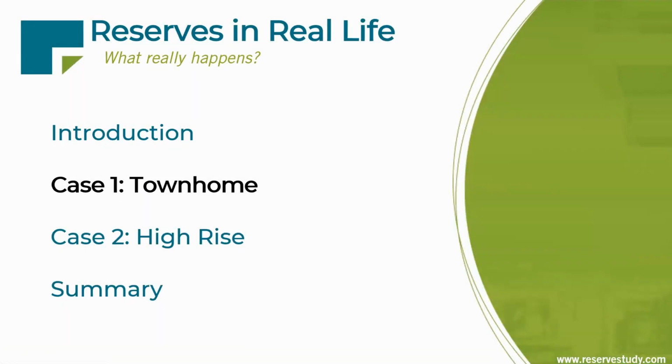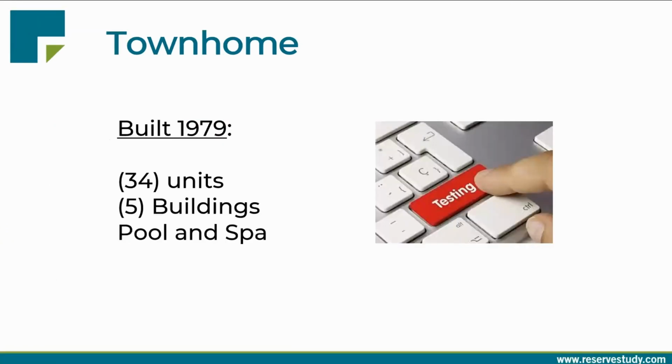And that brings us to the heart of our program today, diving into two different reserve studies. We're going to use our online reserve calculator tool, UPlanet, to show you what's going on. The first one is a townhome association built in 1979, so 40-plus years old, 34 units, 5 buildings, pool and spa. Not too big, not too small, not too complex, but a nice typical association across the country. So Mark, ready to dive into looking at what this reserve study is and how we can talk about reserves in real life?